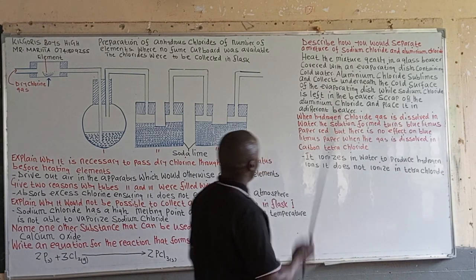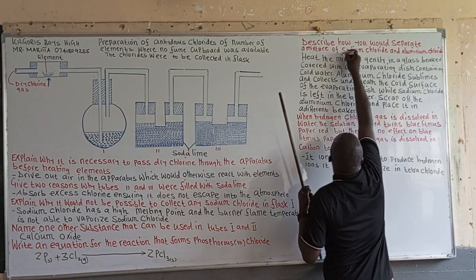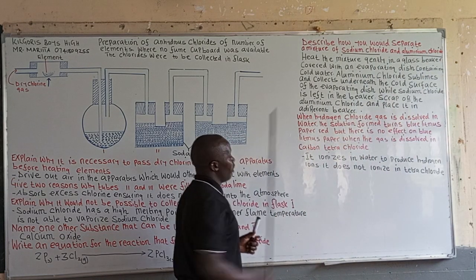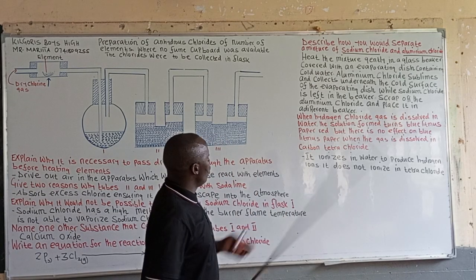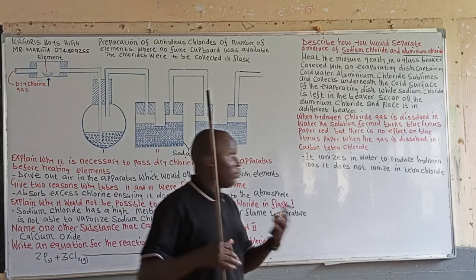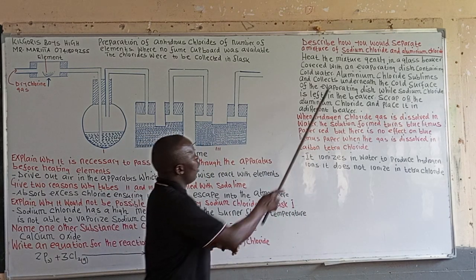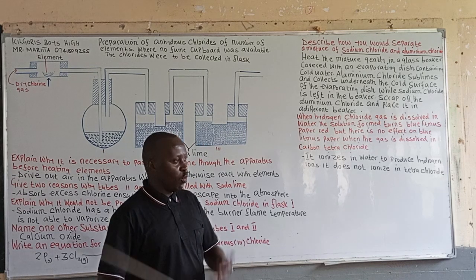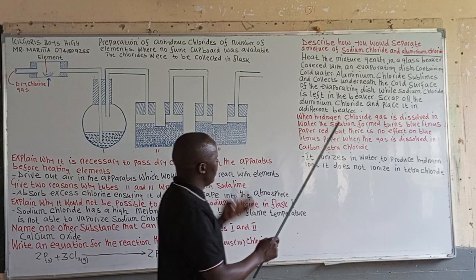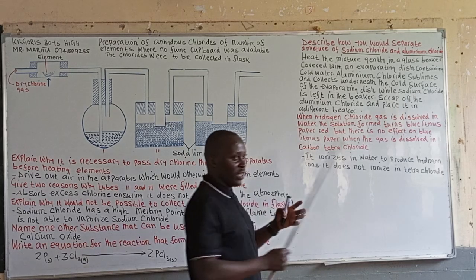Describe how you could separate a mixture of sodium chloride and aluminium chloride. How can you separate a mixture of sodium chloride and aluminium chloride? So here you just heat the mixture gently in a glass beaker covered with an evaporating dish containing cold water. That's step 1. Then we know that aluminium chloride sublimes. So aluminium chloride sublimes and collects underneath the cold surface of the evaporating dish, while the sodium chloride is left in the beaker.